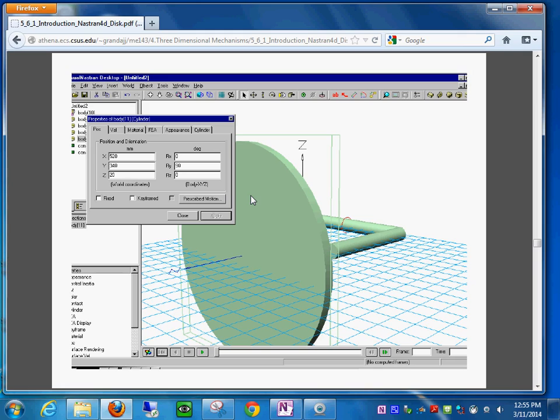Okay. Thank you. Yeah, I think that's what it is. One way would be the center of mass.